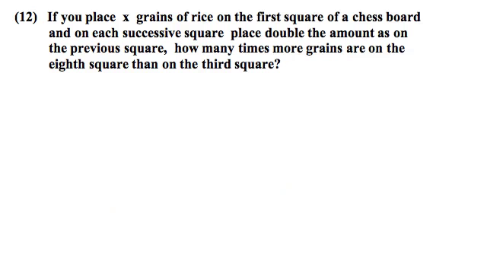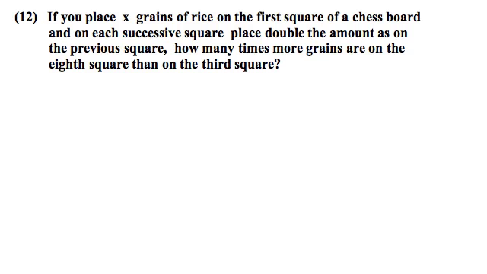Next problem. If you want to try this on your own before looking at the solution, you can pause the screen now. If you place X grains of rice on the first square of a chessboard, and on each successive square place double the amount as on the previous square, how many times more grains are on the 8th square than on the 3rd square? So there are no answer choices here. It's a grid-in problem, so you need a specific number.